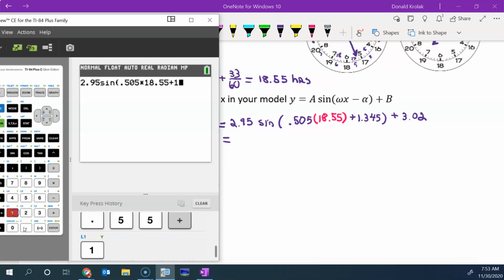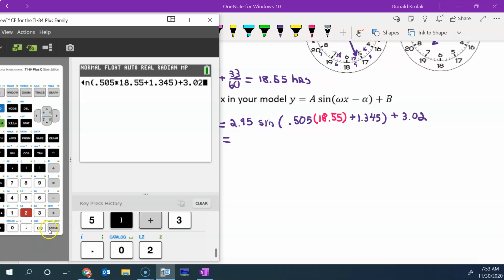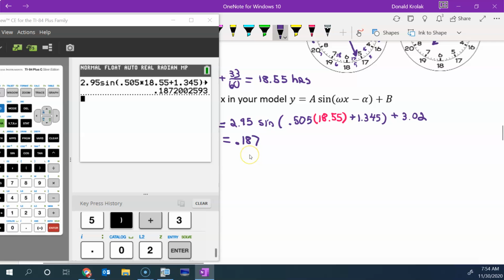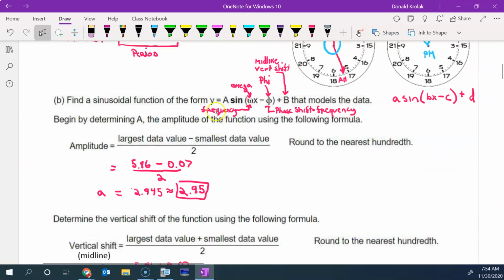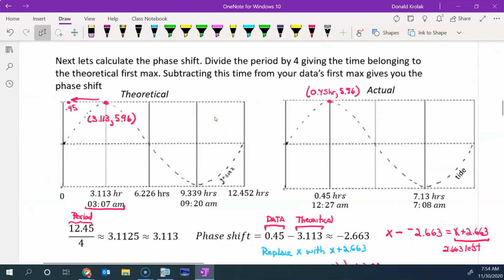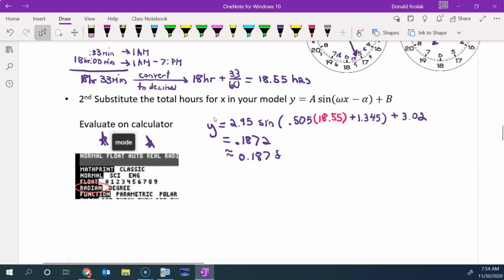Plus, close the parentheses, and there's your answer. 0.1872, and if we round that to the nearest thousandth, it's going to be 1.87, and this is all measured in feet. So this is the depth of the water at 7 p.m.